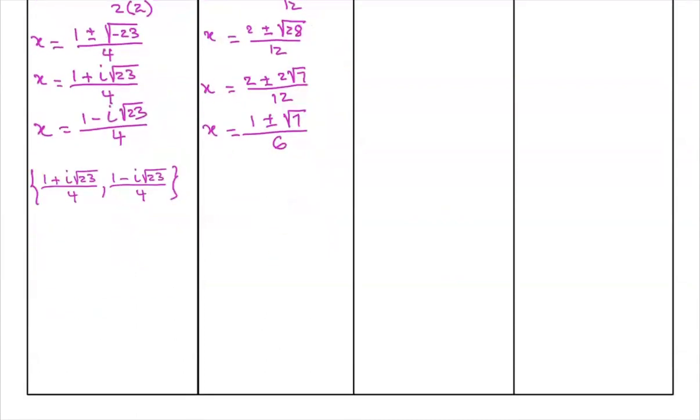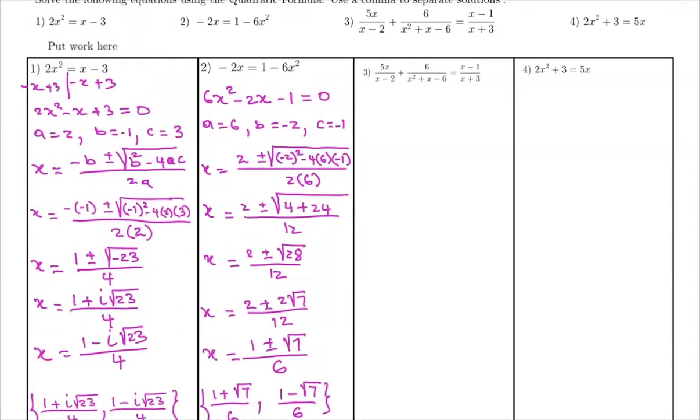So we have two solutions. One is 1 plus square root of 7 over 6, comma, 1 minus square root of 7 over 6. Let's move on to the next example.